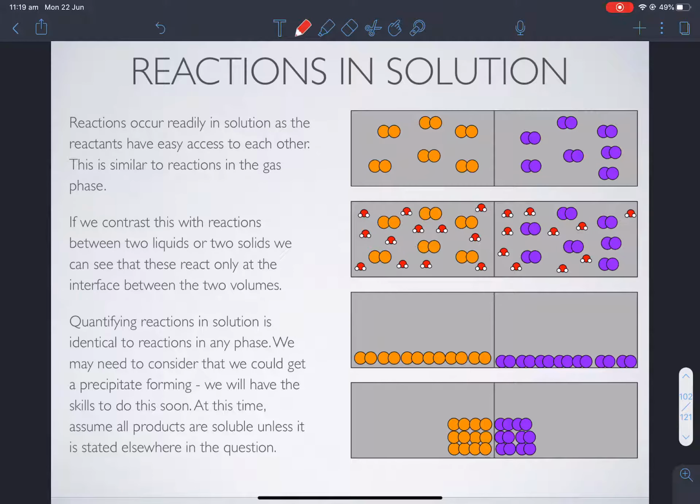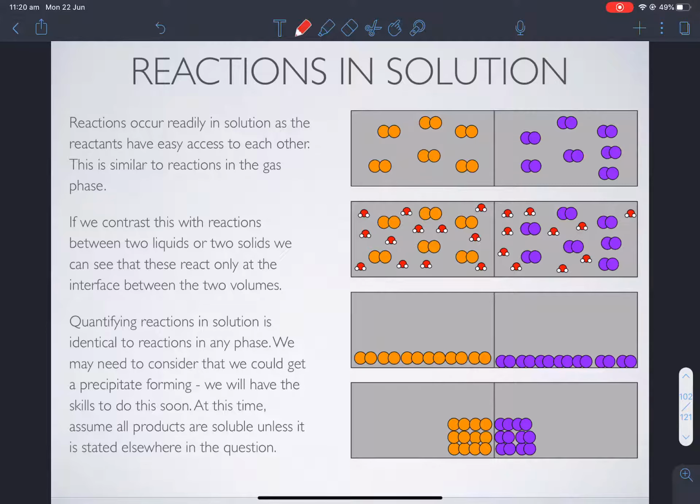Hi chemists. In this video we're going to talk about reactions that happen in solution and how they're different to other states, just briefly, and then we're going to do some harder quantitative chemistry calculations. A couple of problems there. Okay, so let's talk about reactions that happen in solution.